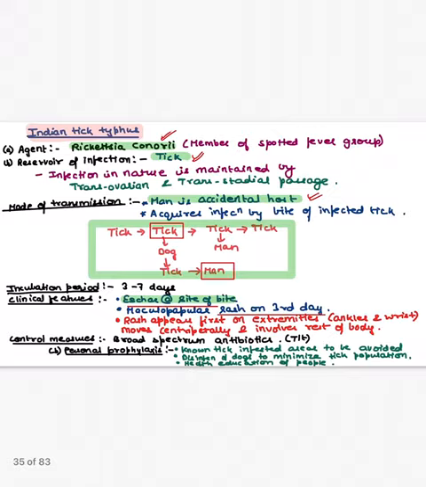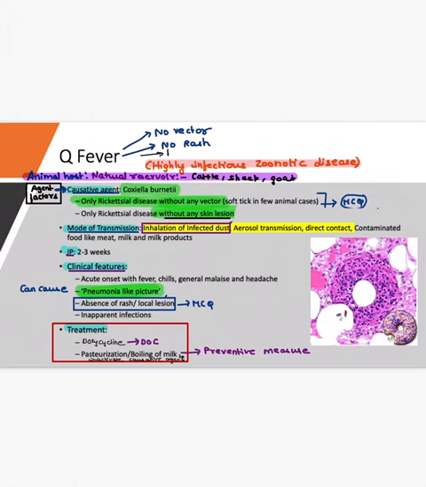Now coming on to Q fever, guys. Q fever has no vector, no rash and no eschar. "Mujhe Q nahi chahiye, I am self-satisfied", that is the mnemonic, guys. It is due to Coxiella burnetii. The mode of transmission is inhalation of infected dust and aerosol transmission. This can be a future MCQ, guys.